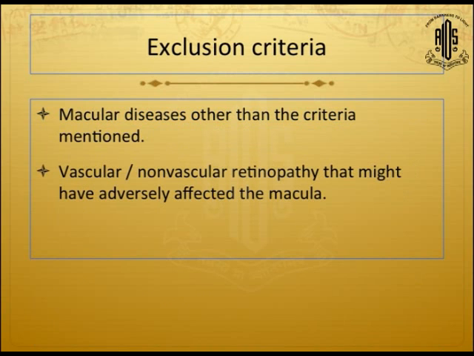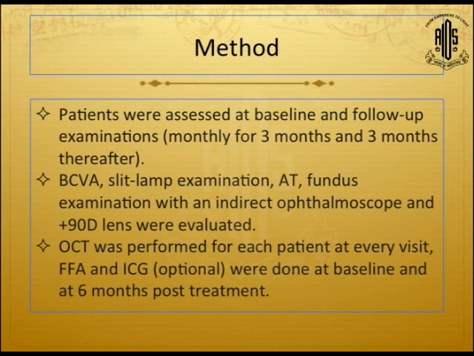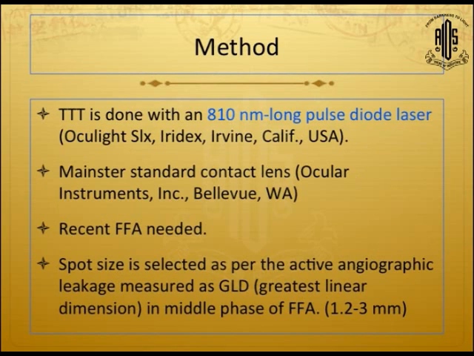So exclusion criteria: any other macular diseases or vascular or non-vascular retinopathy. Methods again remain the same. The patient is assessed at baseline, with follow-up examination every 3 months, and then 3 months thereafter. So TTT is done with an 810 nanometer long pulse diode laser, and the standard contact lens is used. We use a recent fundus fluorescein angiography, and spot size is selected as per the active angiographic leak, which is measured just like the GLD, that's greatest linear dimension, in PDT.